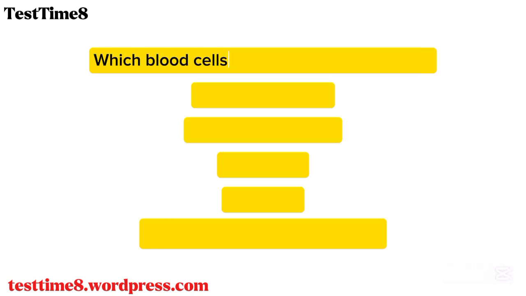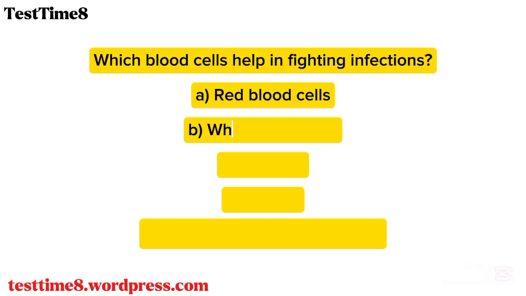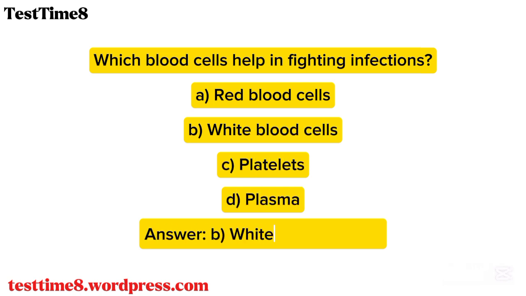Which blood cells help in fighting infections? A. Red blood cells, B. White blood cells, C. Platelets, D. Plasma. Answer: B. White blood cells.